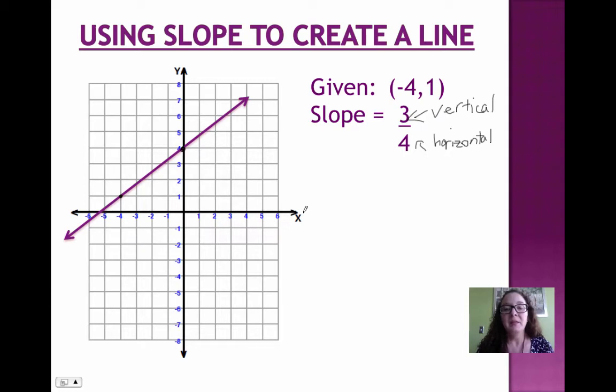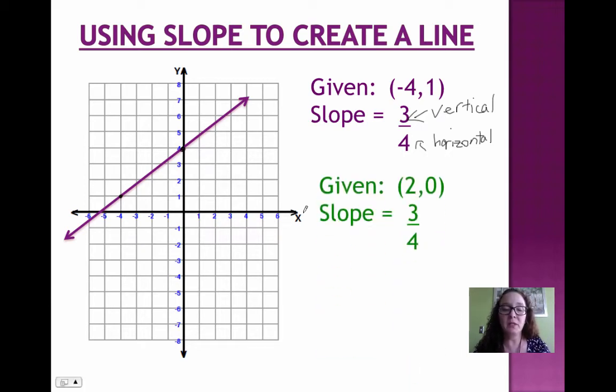Okay, let's try another one. If you are given the point 2, 0, so +2, 0, and a slope of 3 over 4, this one is the vertical, this one is the horizontal, so we're going 3 vertically, 1, 2, 3, and 4 horizontally. 1, 2, 3, 4. Okay. And then you use your straight edge to draw your line.